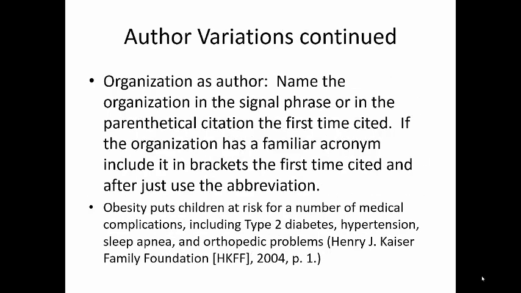Sometimes the author of work is an organization. In this case, you name the organization in the signal phrase or in the parenthetical citation for the first time that it's cited. If the organization has a familiar acronym, include it in brackets the first time it's cited, and then you can use the acronym from then on. The next bullet shows an example of how to do this.